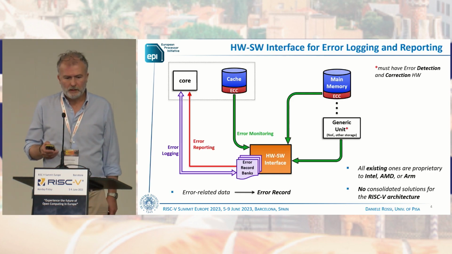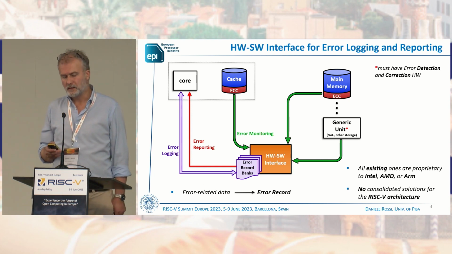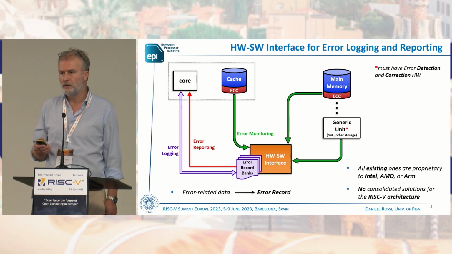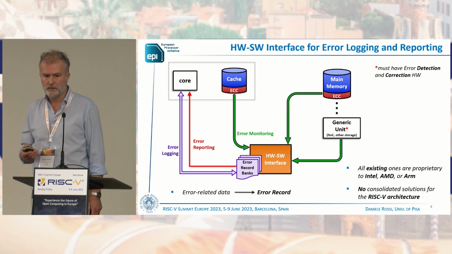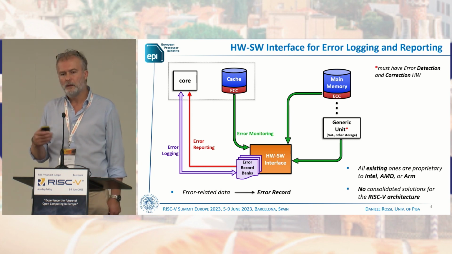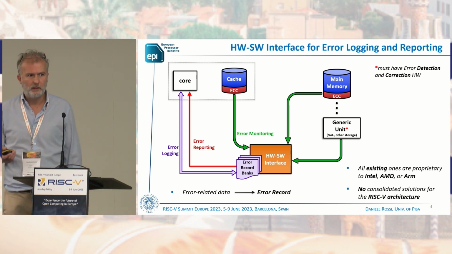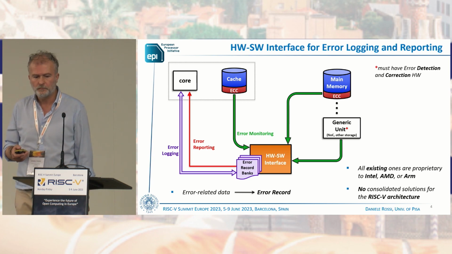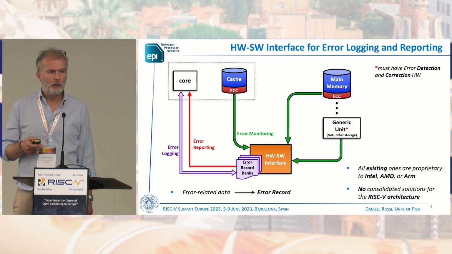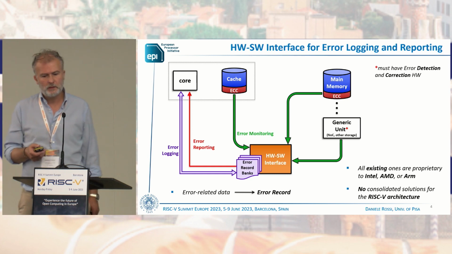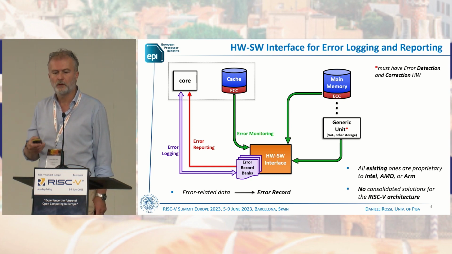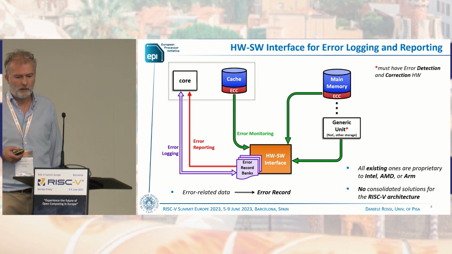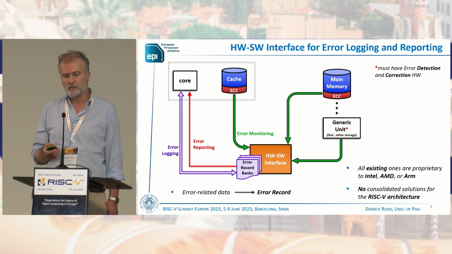So in order to improve the reliability of a system, we need to embed some kind of error control code in our system, especially if we are dealing with blocks that are more prone to errors, like memories, for instance. But on top of this, also the hardware-software interface for error logging and reporting plays a vital role in guaranteeing a good level of the system RAS.